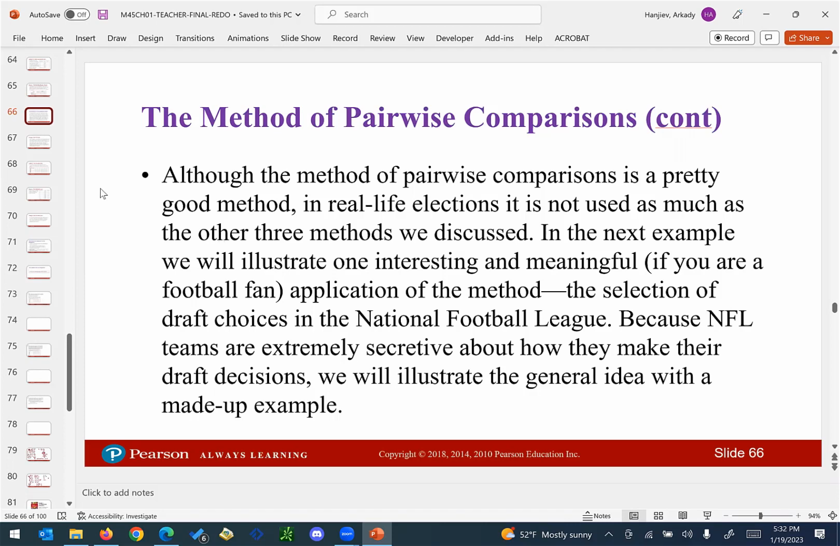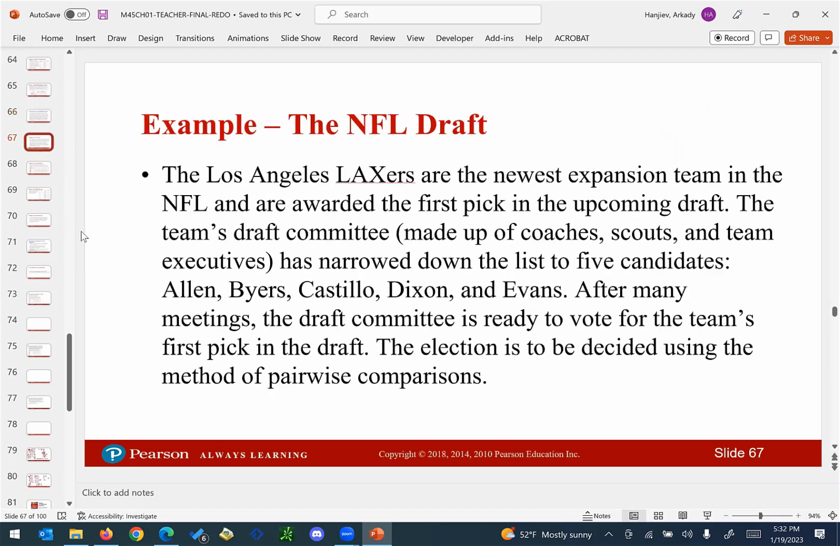And so let's see, the election is made up, of course, here. So can't use real stuff here. So the Los Angeles, and it should be the Rams, not Lakers, because that's basketball. I didn't make this up. This is all the publisher stuff. This is not me. So the newest expansion team in the NFL is awarded the first pick in the coming draft.